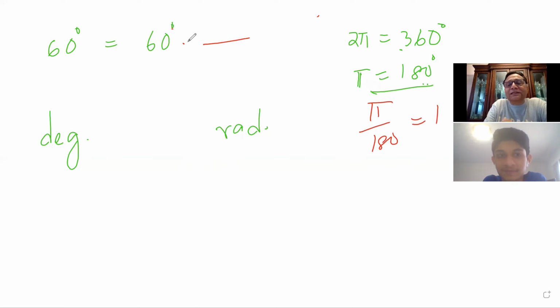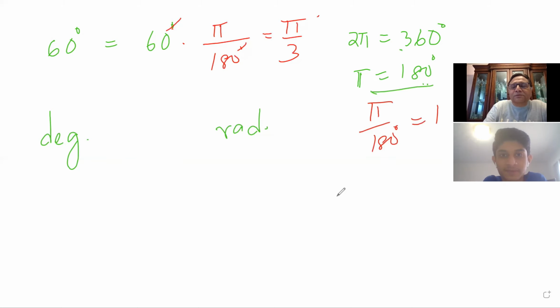But I want to cancel degrees. So I'll write 180 degrees here and pi here. So degrees cancel. Do you see that? Pi over 3. So you get it easily. Sometimes students get confused: should I multiply or should I divide this time? That is the kind of thing you have to understand.